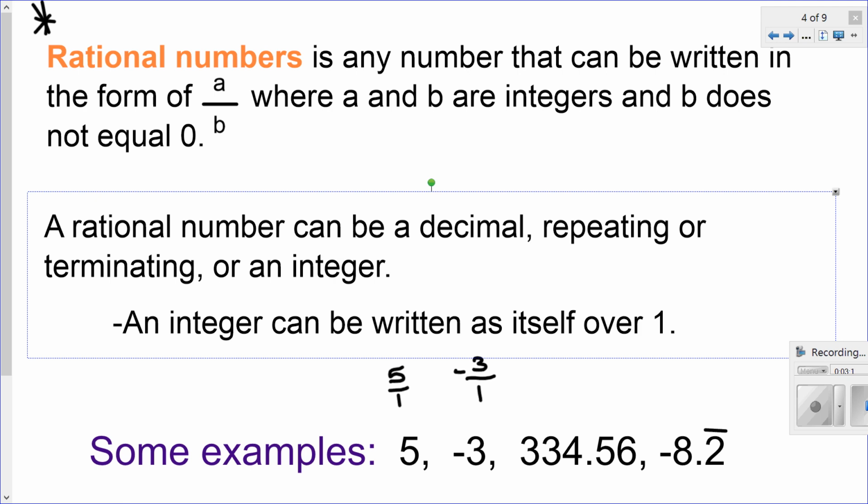What about if we have a decimal that's terminating, a decimal that ends? Well, I can rewrite this as 33,456 over 100. Those two are equivalent. The -8.2, we will talk about this later on. If you ever have a repeating decimal, you can always put it over 9. So if I wrote -8.2 repeating as a fraction, that would actually come out to -74 over 9. You can check that on your calculator, but I believe it will come out to -8.2 repeating.